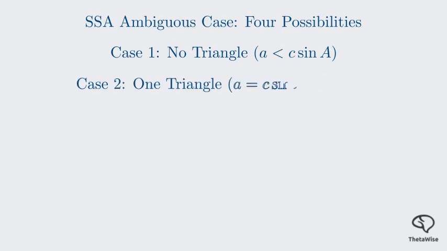Case 2, one triangle. If side a has exactly the length of the altitude h, it forms a right-angled triangle, and this is the only solution. Alternatively, if a is longer than c, the obtuse solution for the angle opposite c would make the sum of the angles greater than 180 degrees, leaving only the acute solution. So, in both these scenarios, you get a unique triangle.